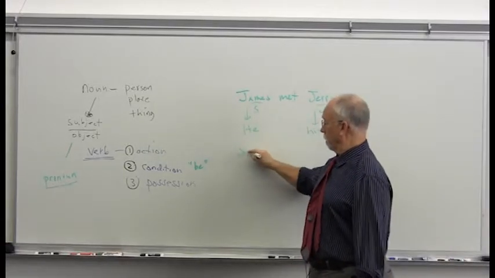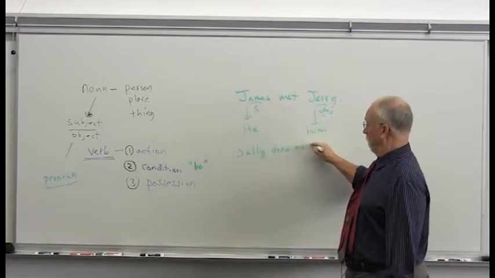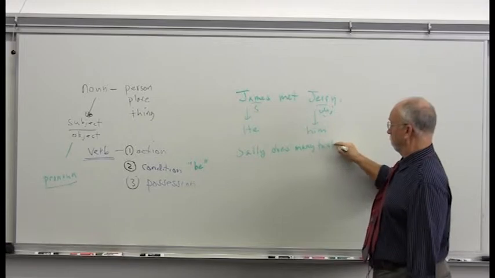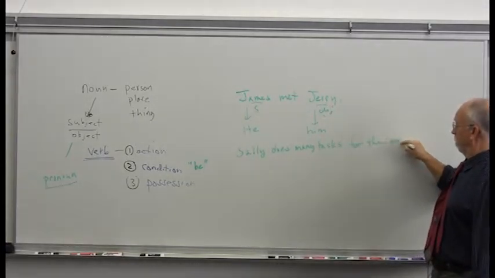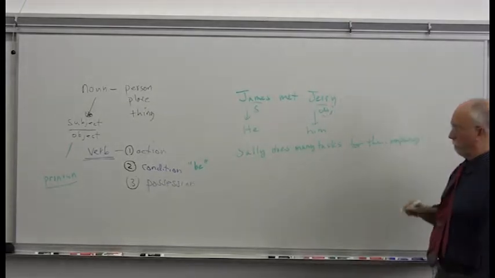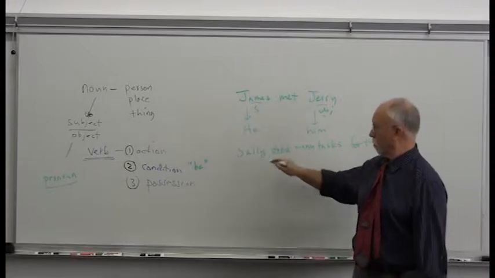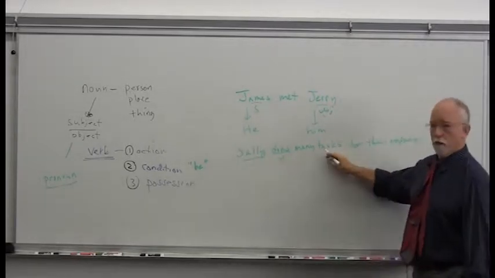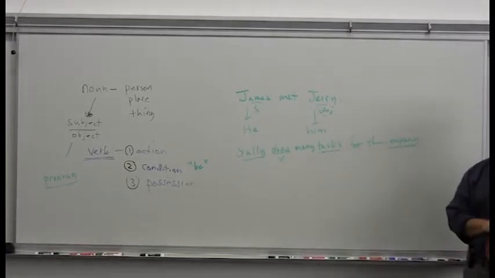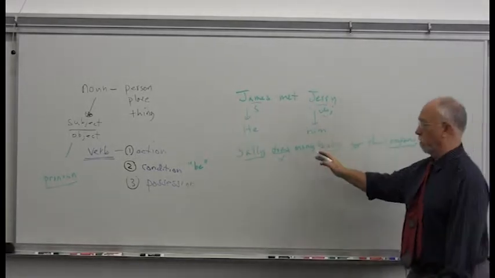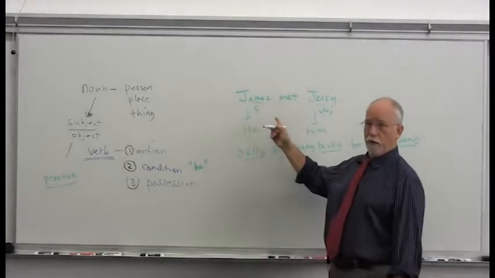We could say Sally does many tasks for the company. So once again, here's our verb. That's what Sally does. So Sally is a noun, tasks is a noun, and company is a noun. So instead of using these nouns, we could substitute them with a pronoun now that the noun has been identified.